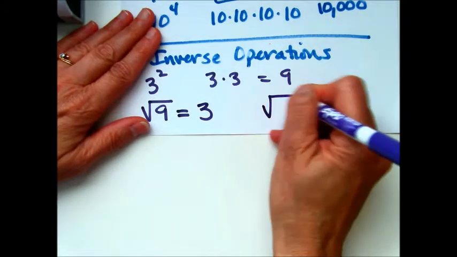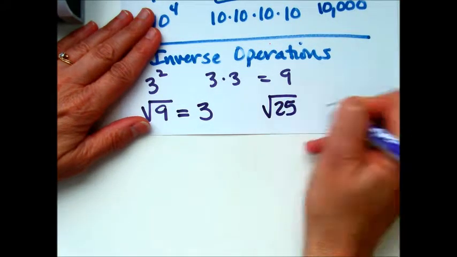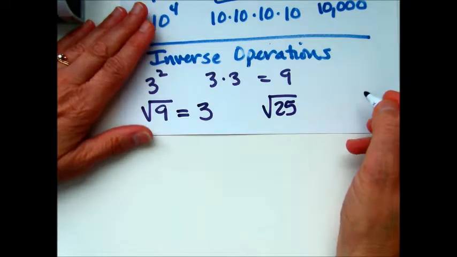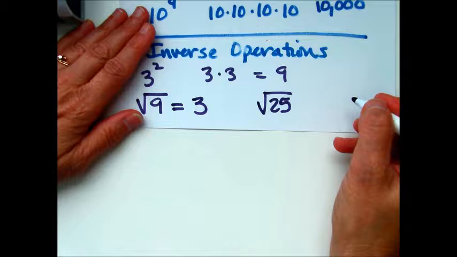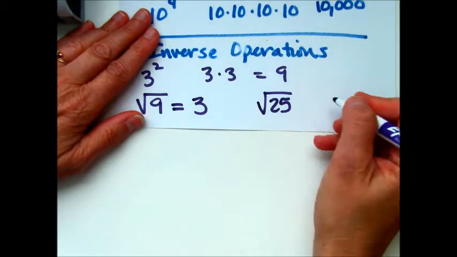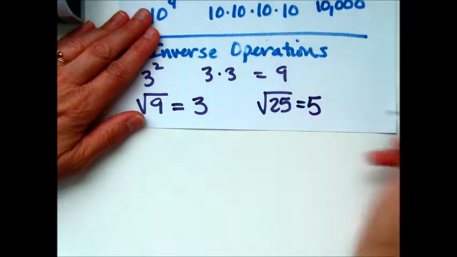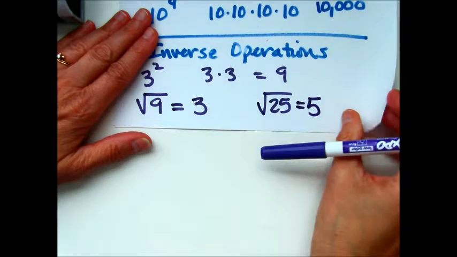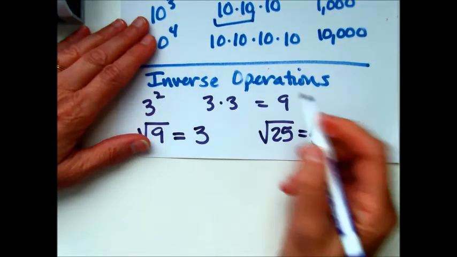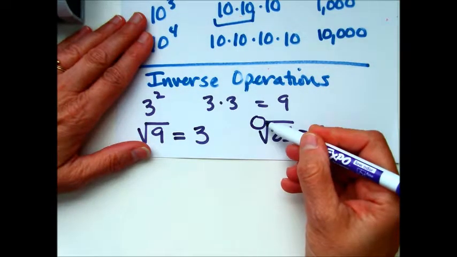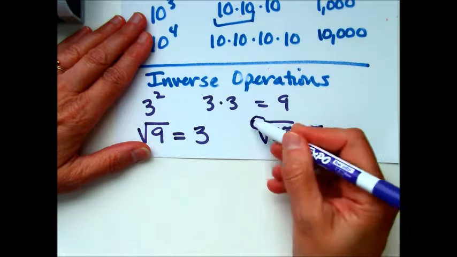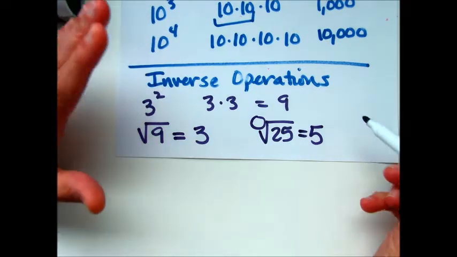Let's do another. The square root of 25. And you want to think of it this way. What number times itself will equal 25? Well, 5, because 5 times 5 is 25. Now notice there's no number written in this position, okay? And that's okay. When you're taking a root and there's no number, you can assume it's a square root.